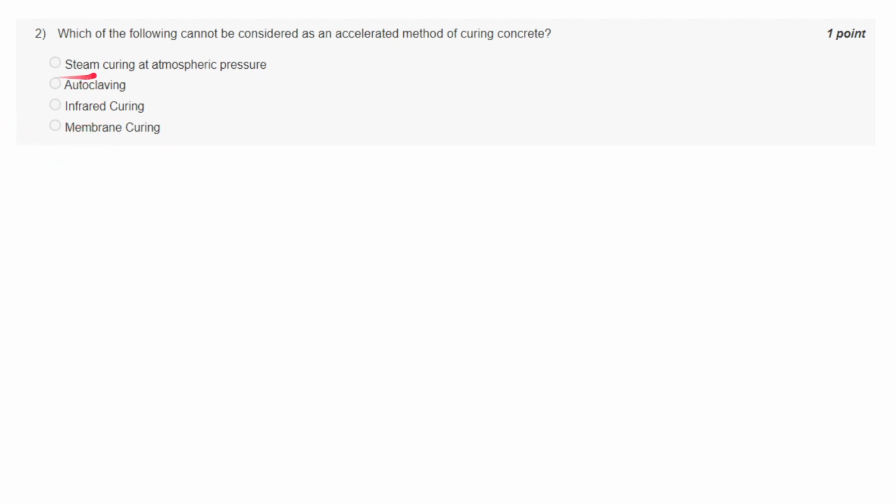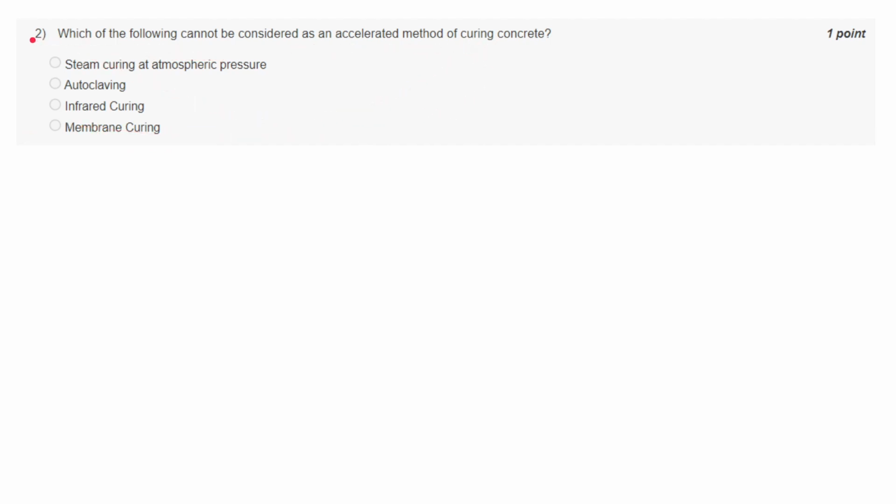Steam curing, by the name steam, involves high temperature, and as we all know, high temperature will result in accelerated curing. So both steam curing at atmospheric pressure and autoclaving have steam, which will result in accelerated curing, so those have to be cancelled. Third is infrared curing. Infrared also results in high temperature, so that also has to be cancelled. Membrane curing, as nothing has been mentioned about heat, is not directly an accelerated method.